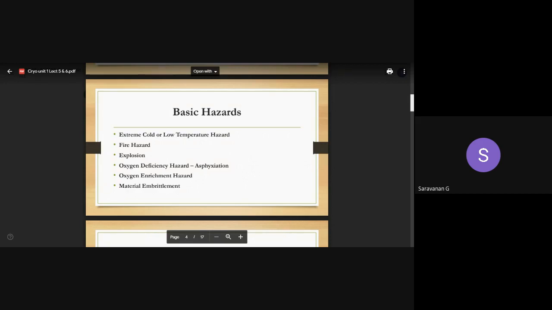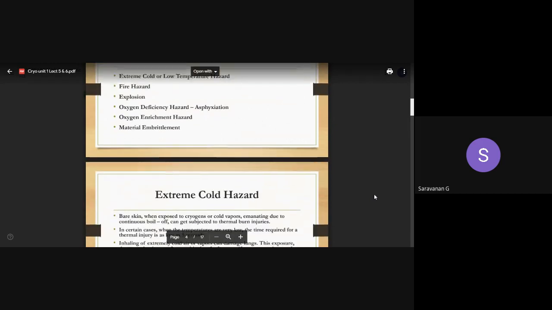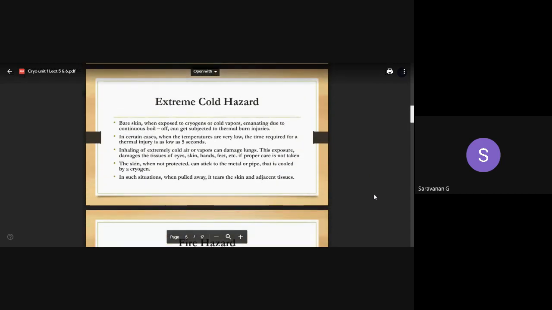So, with respect to the cold or low temperature hazard, fire hazard, explosion, deficiency and enrichment, as well as the metal element, these are all the major hazards whenever cryogenic fluids are in operation. So, we'll discuss them one by one. The first hazard is the extreme cold hazard.